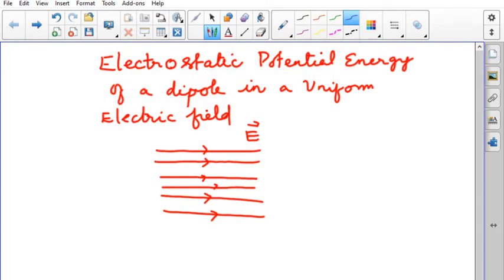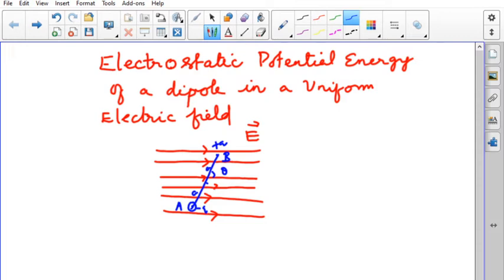So the dipole is placed here, with point A being minus Q and point B being plus Q. This is the dipole we have placed, and it is inclined at an angle theta. This is the midpoint of the dipole, and the distance from the midpoint to each charge is a.